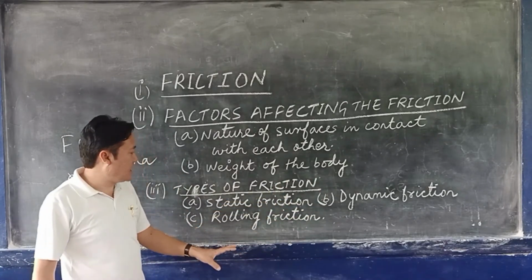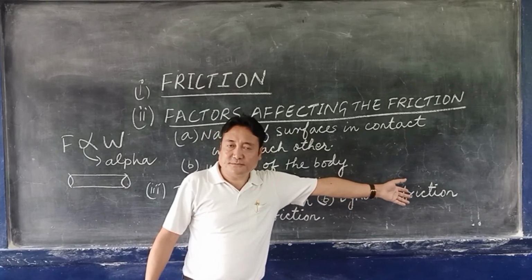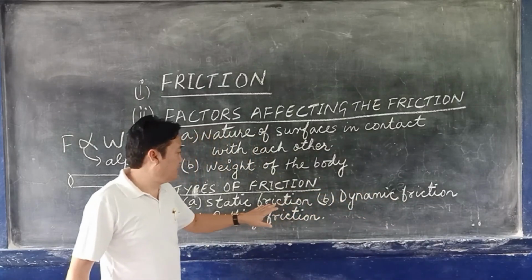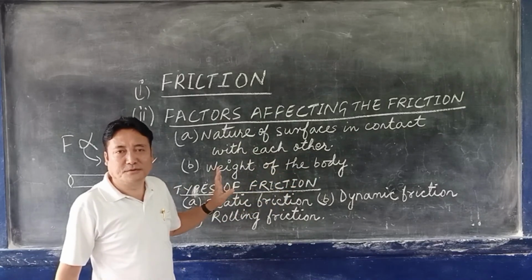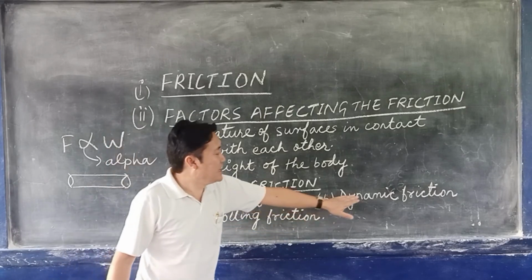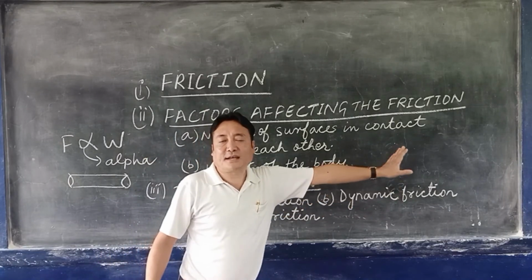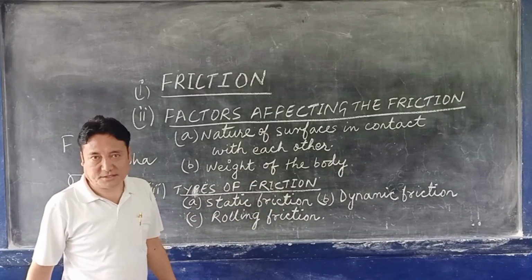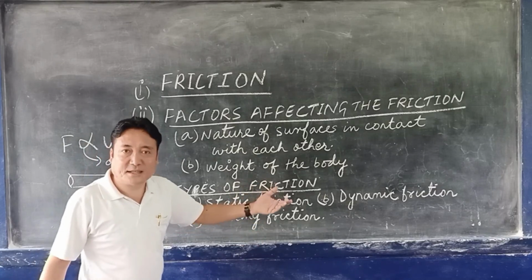So when we consider dynamic friction, or the sliding friction, or the kinetic friction, this friction is less than the static friction, because static friction means it doesn't make a body move. Then, when we compare dynamic friction and rolling friction, the rolling friction is less than the dynamic friction or kinetic friction.